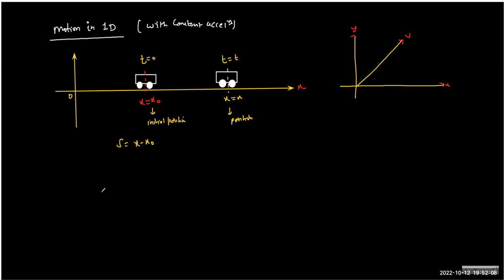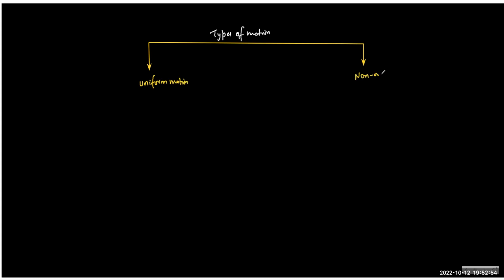So here we talk about the uniform and non-uniform motion. Okay, what I'll do is I'll give you first one idea of types of motion. A quick review. Types of motion. So how many types of motion do we have? So we have uniform motion and we have non-uniform motion.